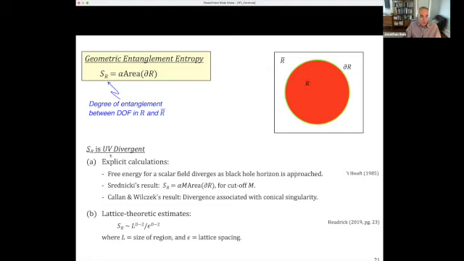Now, other ways of demonstrating this UV divergent nature include lattice theoretic estimates. So in his series of lectures on entanglement entropy, Headrick derives this estimate of the entanglement entropy of a quantum field theory on a lattice, which is inversely proportional to the lattice spacing, right? And so as the lattice spacing goes to zero, you get this divergence.